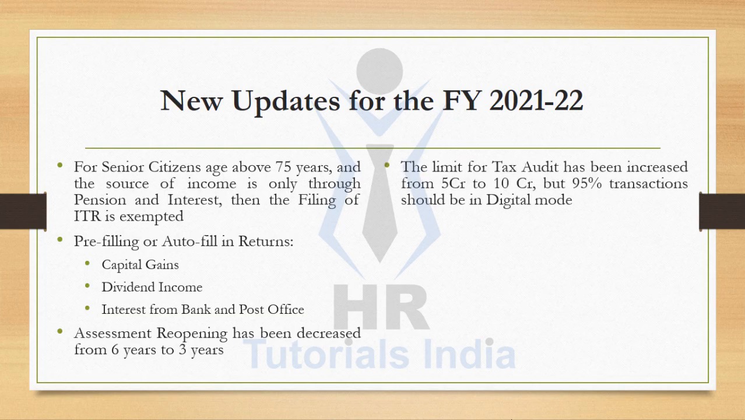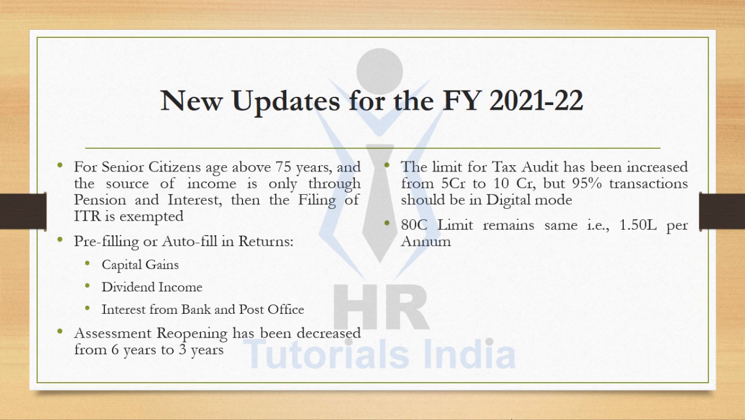The limit for tax audit has been increased from 5 crores to 10 crores, but 90% of transactions should be in the digital mode. During the financial year 2021, the limit for tax audit was only 5 crores. Now, the limit has been increased to 10 crores, but the transactions should be in digital mode and that should be at least 95%.